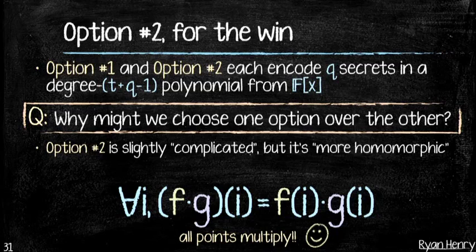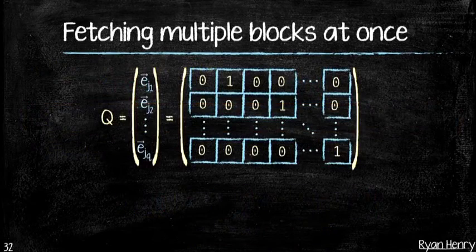So no matter which point we're talking about, which x-coordinate on the polynomials, when you multiply two polynomials together and evaluate at that point, it's the same as evaluating those two polynomials at that point and then multiplying together. So the secrets when you evaluate at 0 multiply together, and the secrets when you evaluate at 1 multiply together. This is going to be a big advantage for us when we go back to PIR. Okay, so now I said you want to get Q blocks.